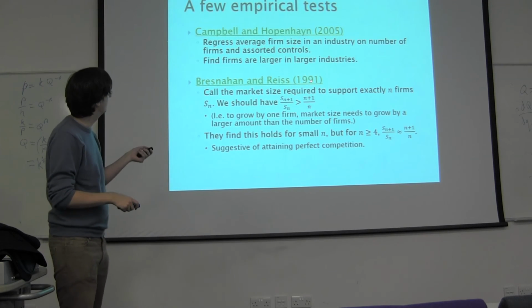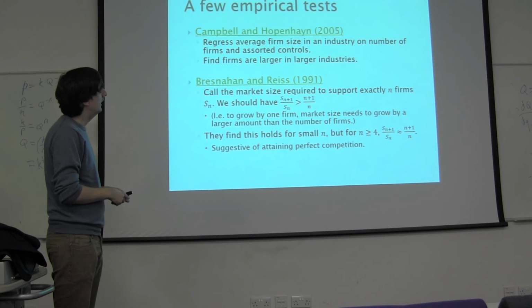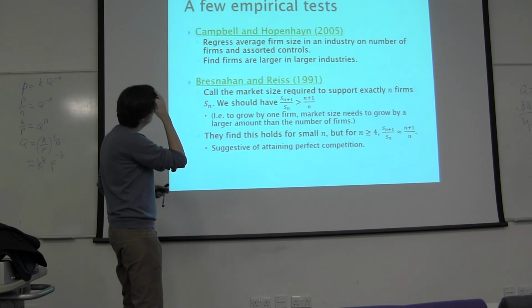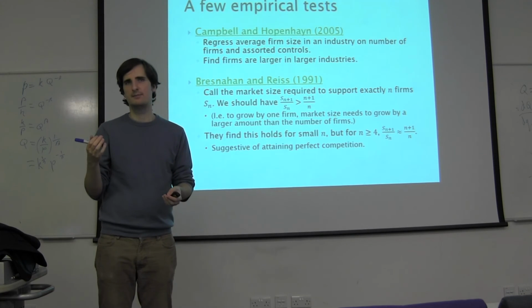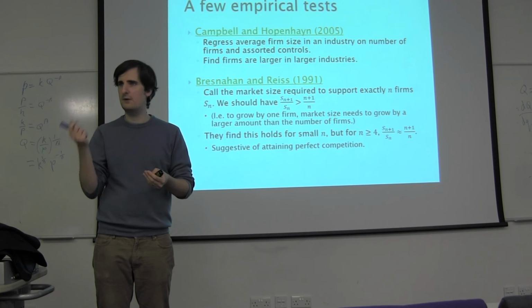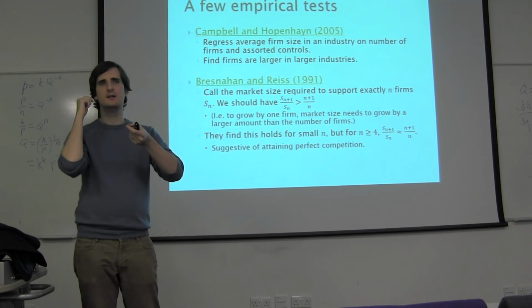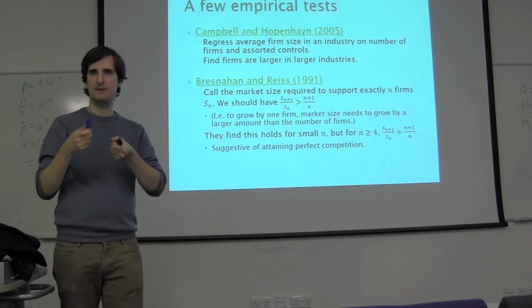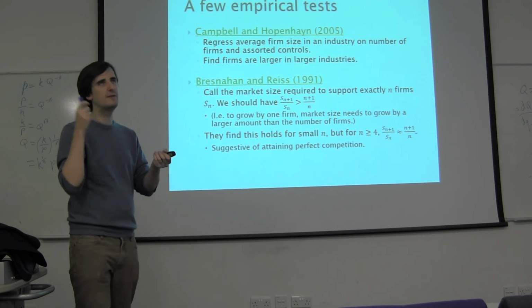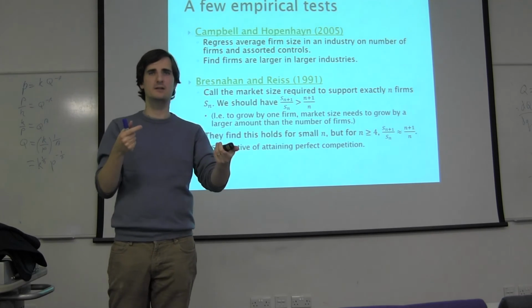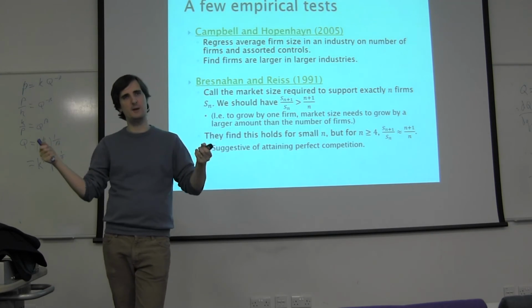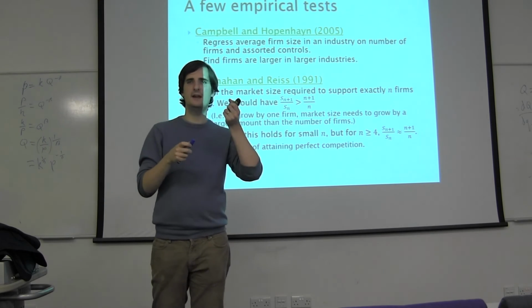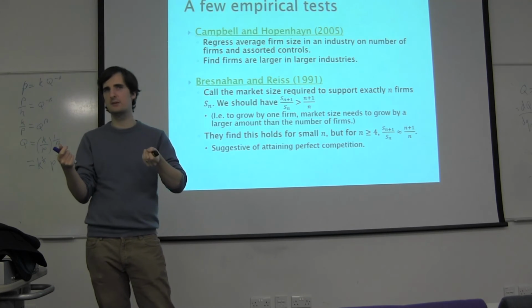So these guys, Campbell and Hoffenheim, they regressed average firm size in an industry on the number of firms. They're testing whether there's a proportional link between the number of firms and whether the number of firms has any effect on firm size. If firms were always the same size, regardless of the size of the market, you'd expect there to be no link between firm size and the number of firms.